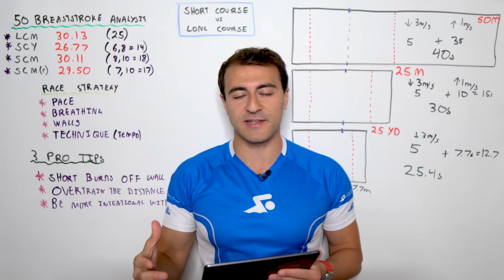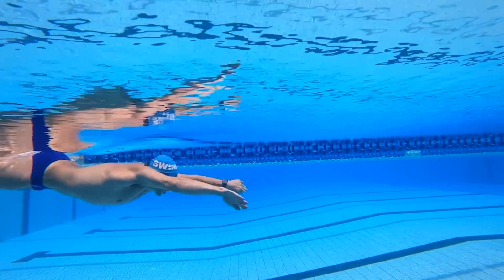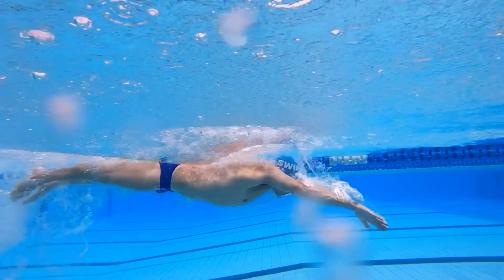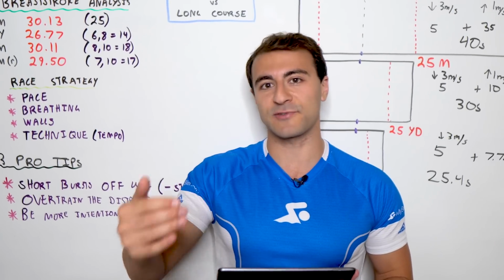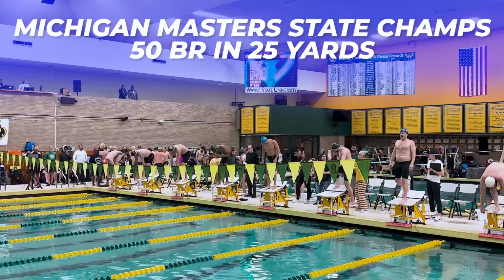Now, what's really interesting, especially in breaststroke and butterfly, because of the pullout and because of the underwater dolphin kick, and because both arms are moving at the same time, you actually take a lot fewer strokes in a short course pool compared to swimming in a long course pool. All right, moving on to my next race.